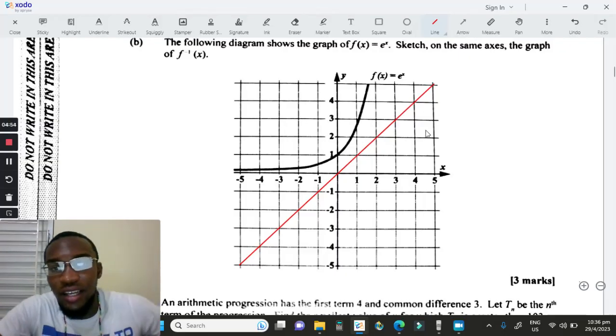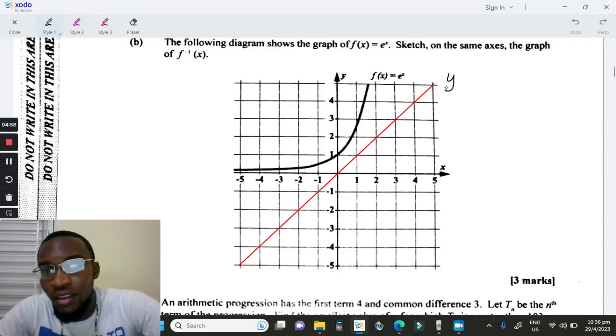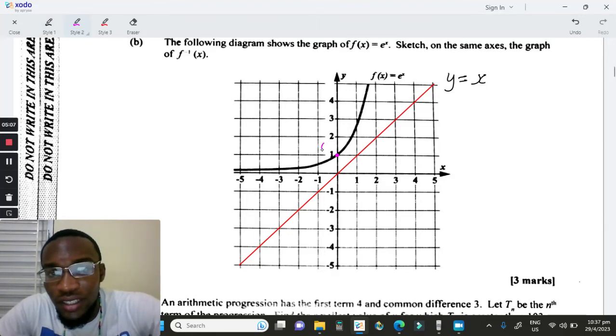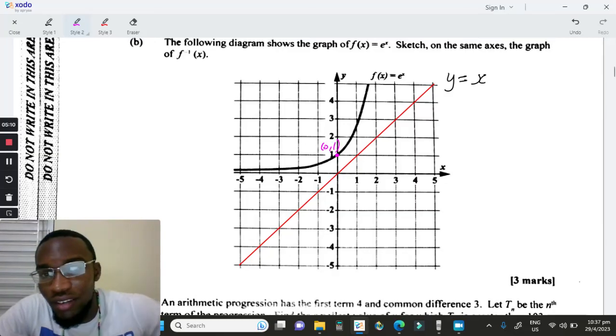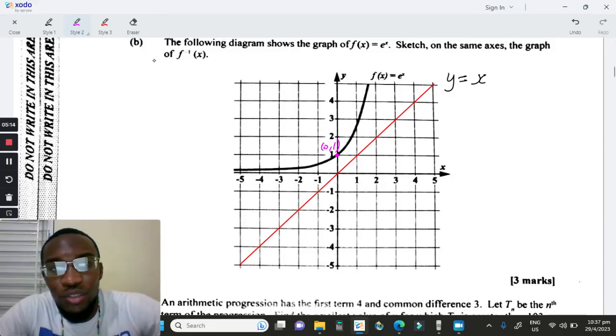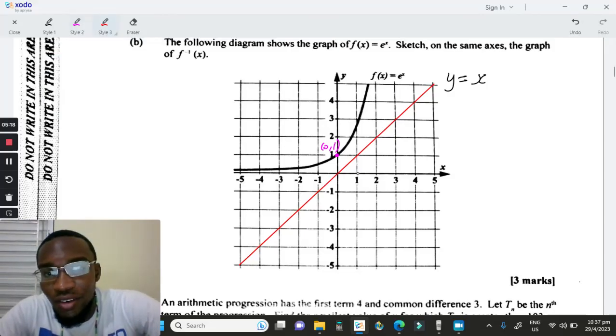This is the line y equal to x. Once I put y equal to x, now I'm going to reflect it. Notice this is the point when x is 0, y value is 1. I'm going to label it. This right here is when x is 0, y is 1. So for the inverse point, interchange x and y. So the inverse point is x is 1 and y is 0.